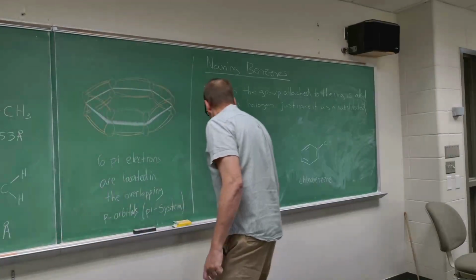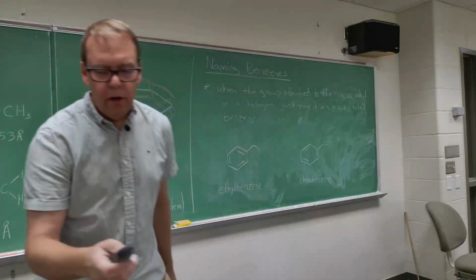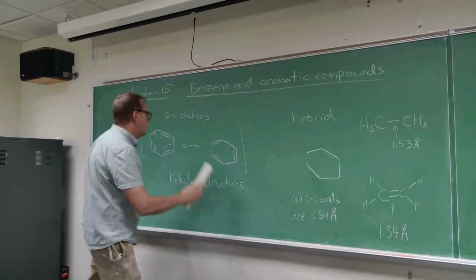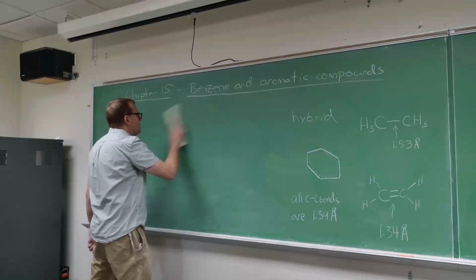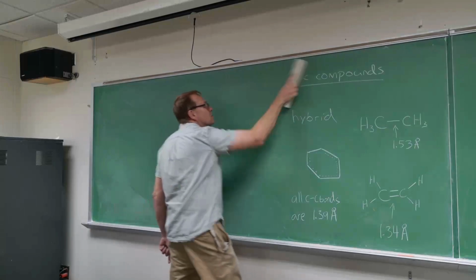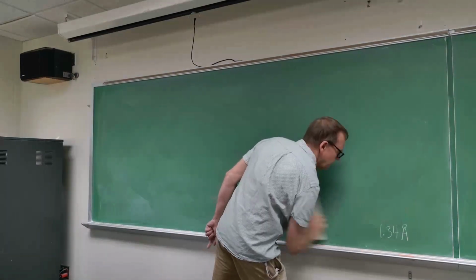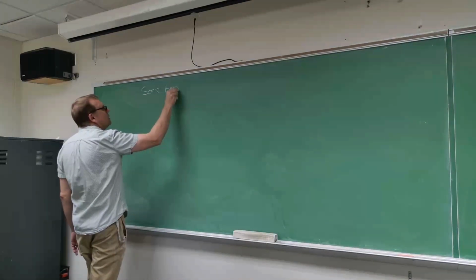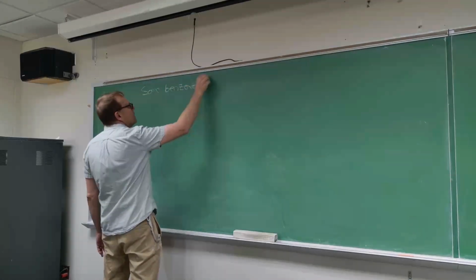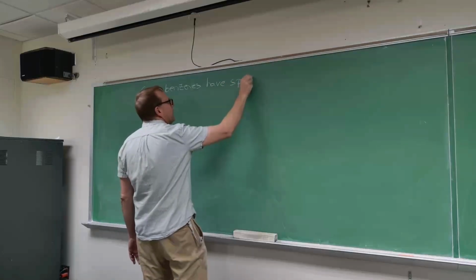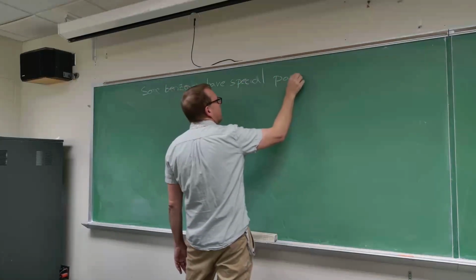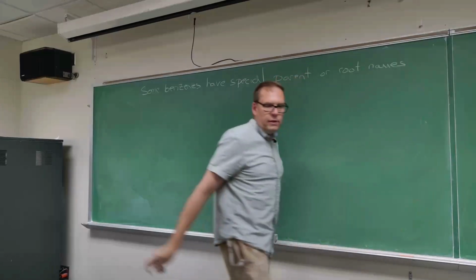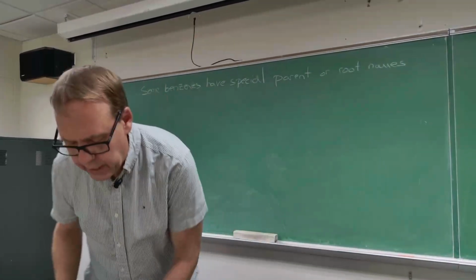What has happened over the years, though, is that there are certain special names that have evolved. Because benzene is such an important molecule, it's been known for such a long time, people have been dealing with its derivatives for a long, long time, and they've got names. Some of them have special names. We're going to learn about these special names. They're sometimes called parent names or root names. So some benzenes have special parent or root names. And we're going to look at a few. So the ones we're going to deal with, I'm going to put on the board right now.